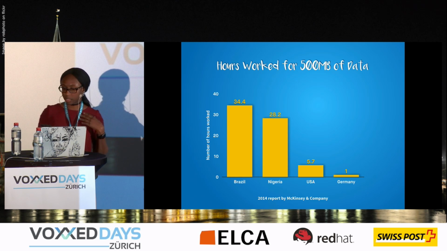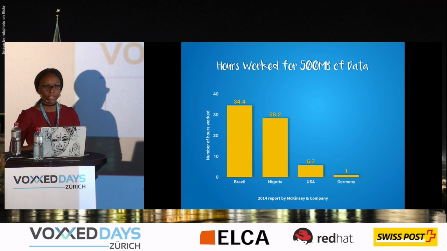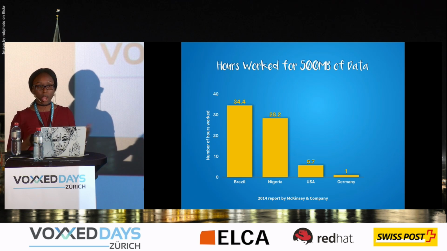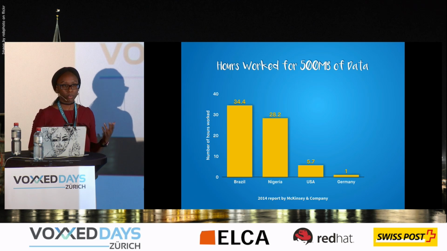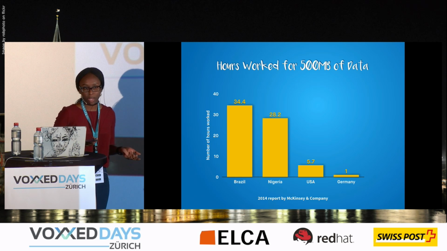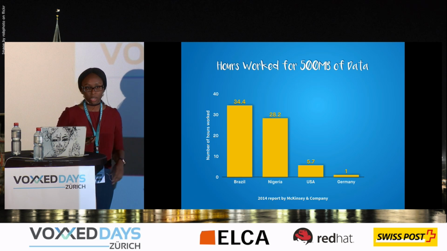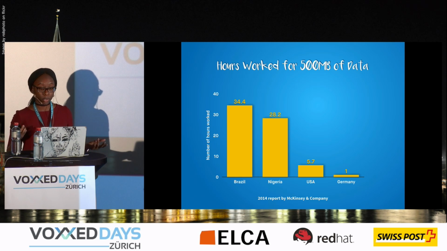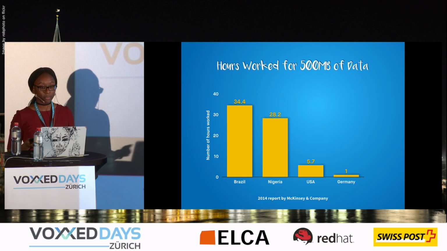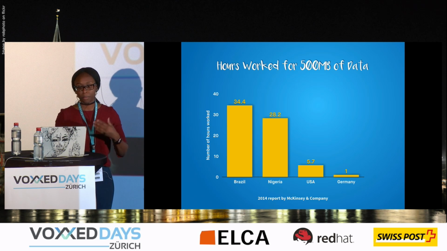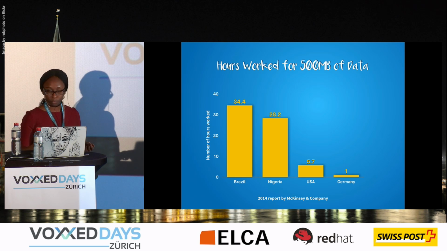This is a study done by McKinsey and Company back in 2014, and they looked into how many hours of work people in different countries have to work to be able to buy and use 500 megabytes of data. And as you can see, where I'm from in Nigeria, the average person will have to work something like 28 hours just to be able to use 500 megabytes of data, as compared to someone maybe in Germany or here, who would have to work just 1 hour or so.